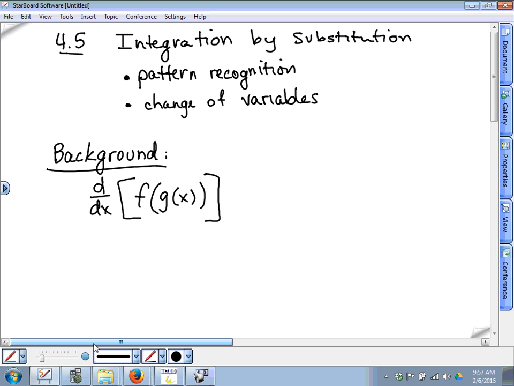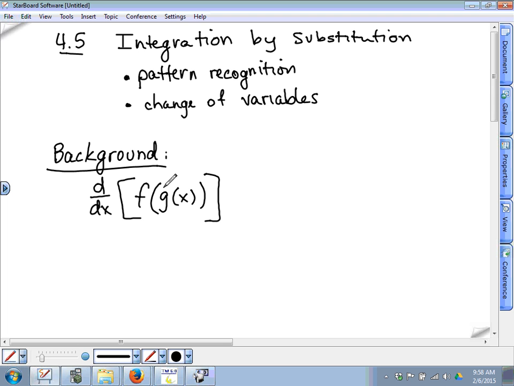Let me put it this way, because I've used this terminology quite a bit. Is g the inside or outside function? Inside. Is f outside or inside? Outside. What is this sounding like? Chain rule. You guys remember the chain rule? We have an outside function and an inside function.